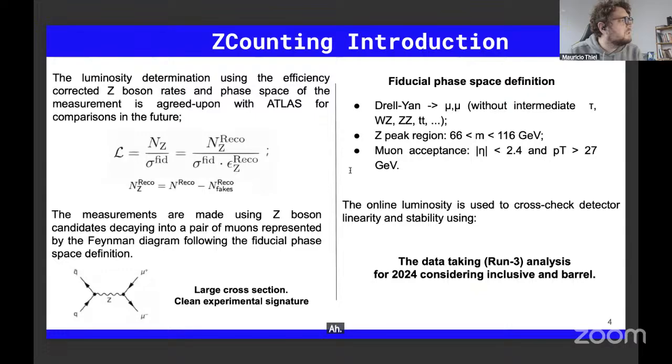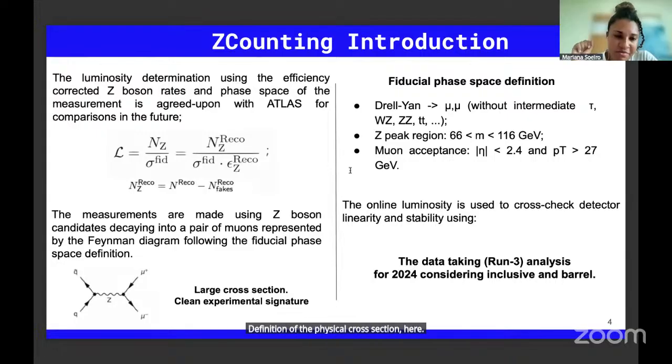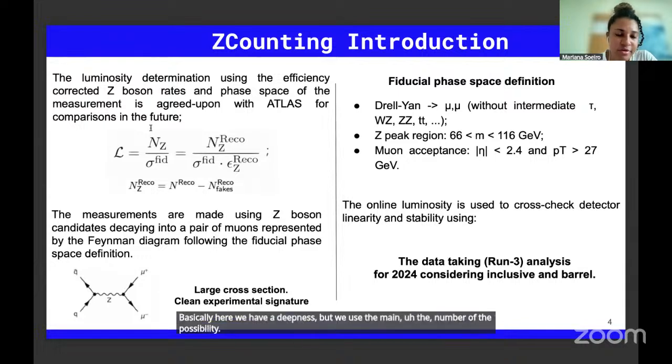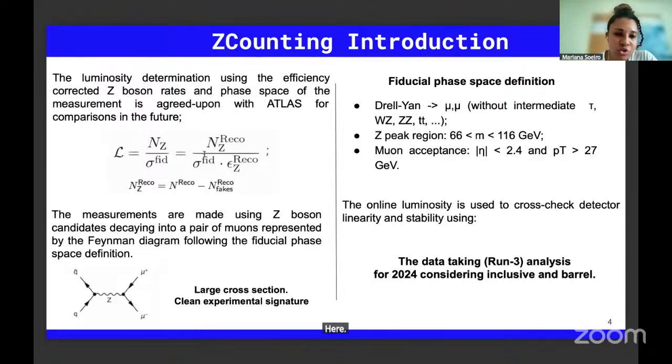So, if you can explain a bit more your definition of the fiducial cross section here. Yeah. Basically, here we have a dependence, but the number of deposits is the main focus of the work. Here we basically choose the number of these bosons considering this phase space and remove the neons part that are not good.